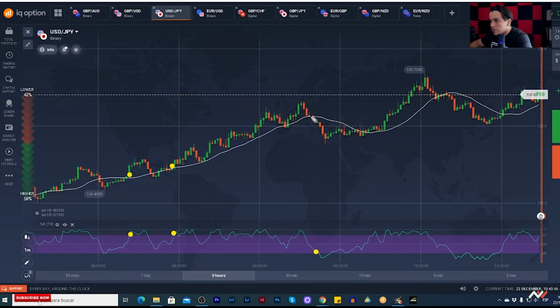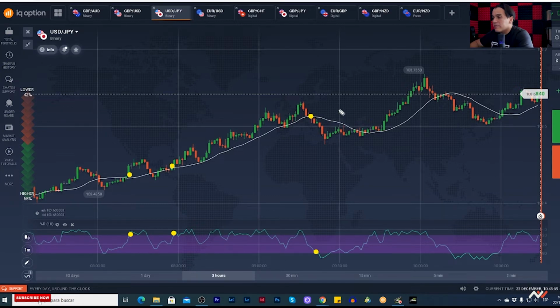I think it crosses on this one, and you have 1, 2, 3, 4, 5 minutes, and you can enter on this candle. You can enter for 1 minute. If you see it too late or whatever, you can enter for 2 minutes or 3 minutes. You see it is winnable even in 4 minutes.